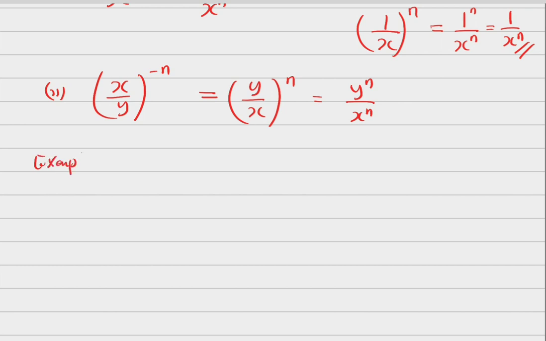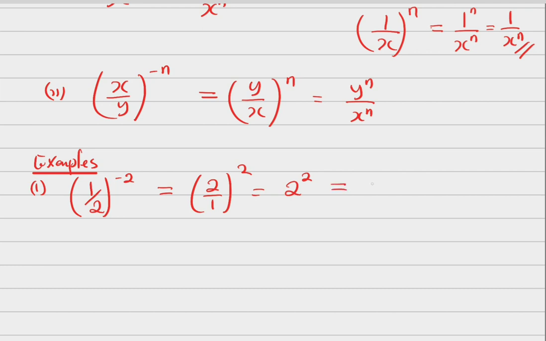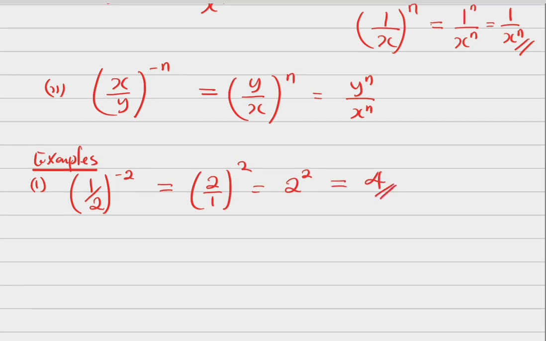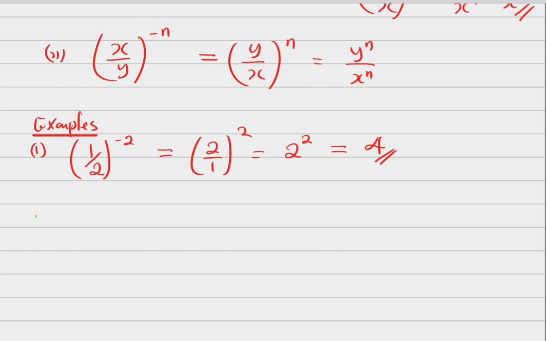Then let's get some examples now, to actually explain what I have taught you. Example 1: let's say I have 1 over 2 all raised to power minus 2. Recall, because of this negative, it is going to be 2 over 1 all raised to power 2, which is the same thing as 2 raised to power 2, and the answer is 4. Very simple and short.